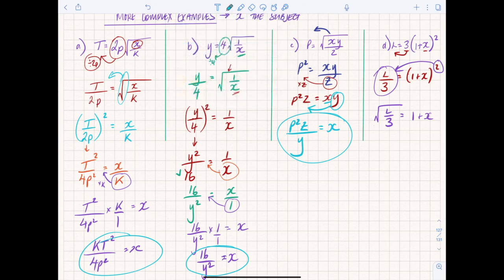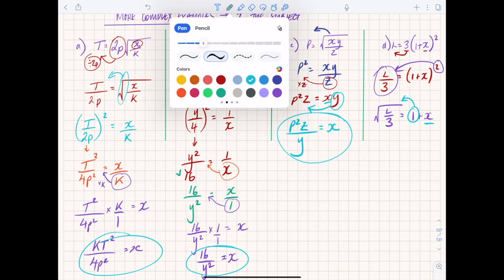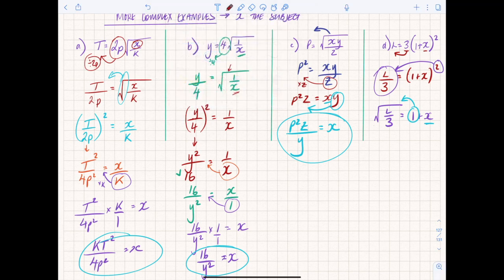Same thing, I'm trying to get this x on its own. So now the 1 goes over. When there's not a sign in front of it here, that effectively means plus 1. When you take that over, it becomes a minus 1. So what you're saying is the square root of L over 3 minus 1 is equal to x. Okay, and then that would be your final answer.